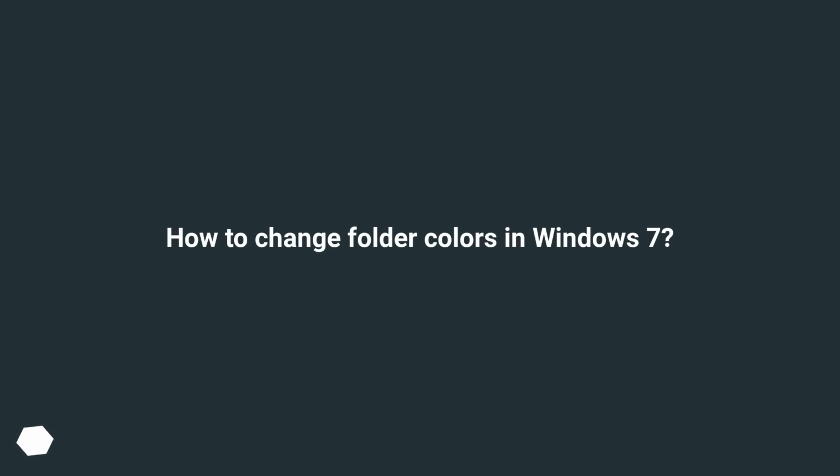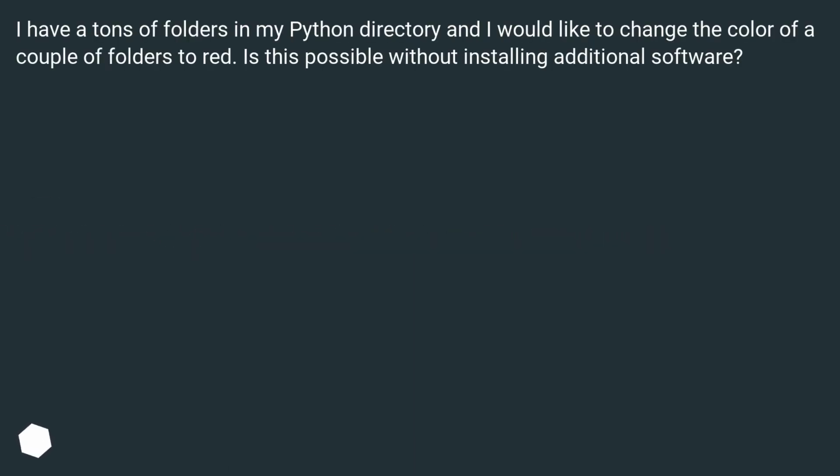How to change folder colors in Windows 7. I have a ton of folders in my Python directory and I would like to change the color of a couple of folders to red. Is this possible without installing additional software?